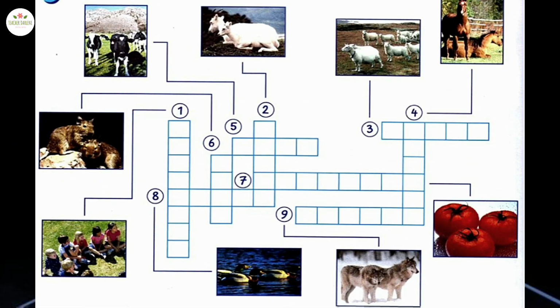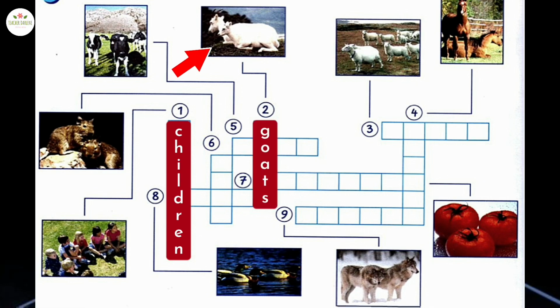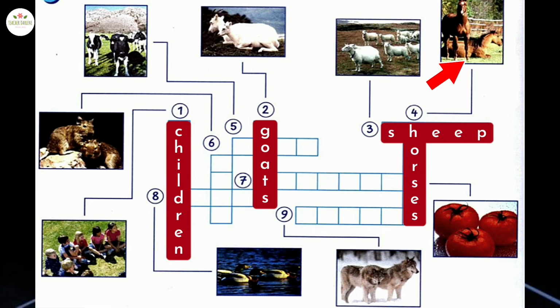Activity 1. Look and write. Number 1. Children. Number 2. Goats. Number 3. Sheep. Number 4. Horses. Number 5. Cows.